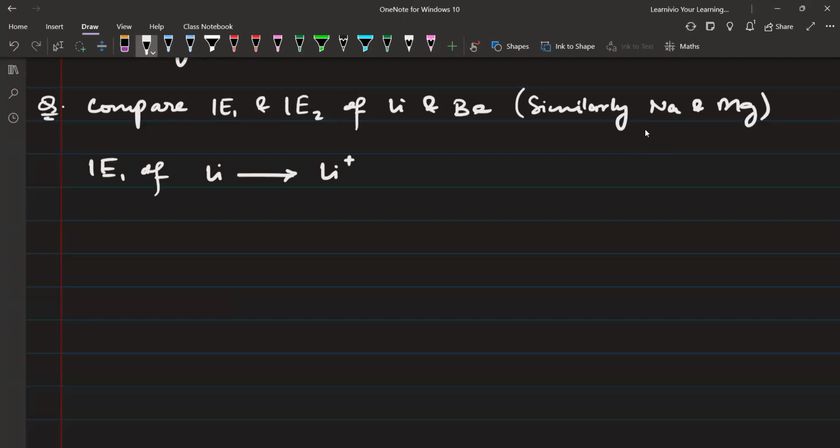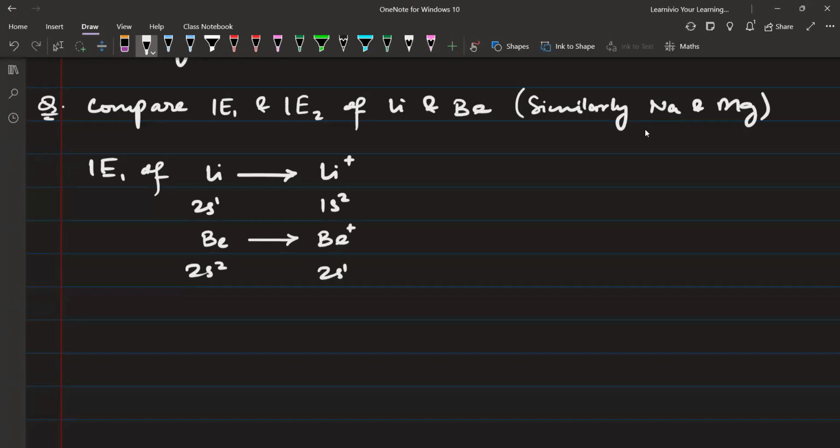Lithium has an electronic configuration of 2s1. Lithium positive has an electronic configuration of 1s2. So 2s1 to 1s2 is the first ionization enthalpy of lithium. And for beryllium, same thing, beryllium to beryllium positive. Beryllium has electronic configuration of 2s2. It's going from 2s2 to 2s1.